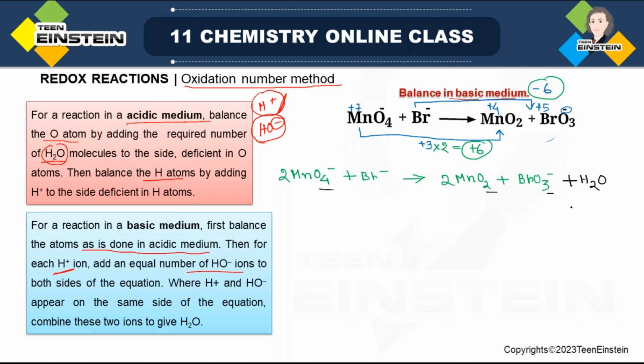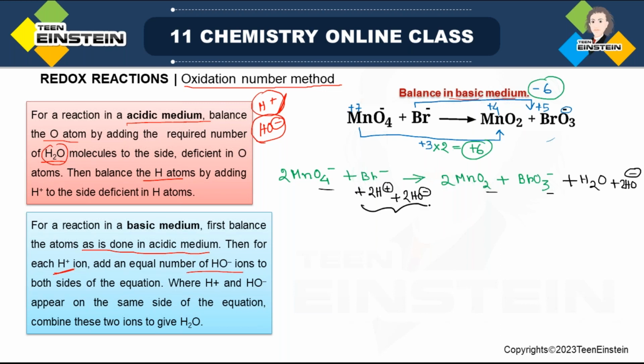As you have added 1 water molecule, 2 H plus you have to add here so that the hydrogen number is the same. But this is basic medium. So to balance this H plus, we are also adding hydroxide, but you have to do that on both sides.